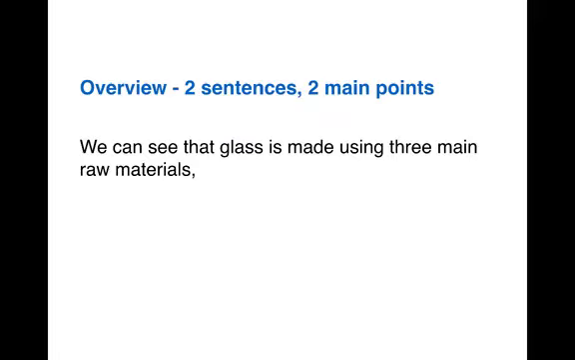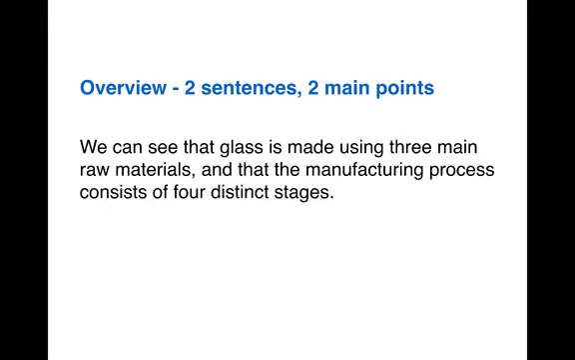My first sentence of the overview, we can see that glass is made using 3 main raw materials, and that the manufacturing process consists of 4 distinct stages.